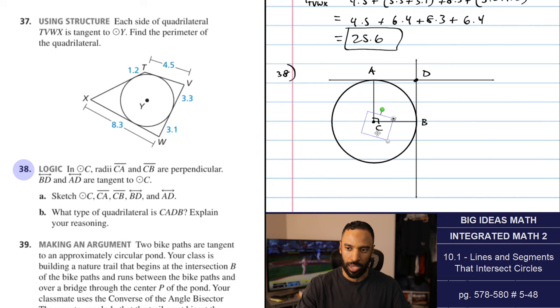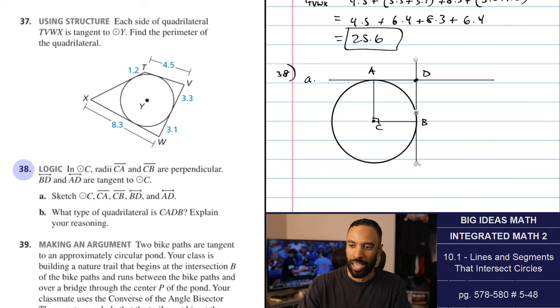Okay, what do they want? Sketch it. Oh, I just did. Cool. I didn't even know that was what they wanted. So part A, sketch it. What are they asking us? What shape that makes? I bet that's going to be their question. Hold on. Those are right angles. We should know that. What type of quadrilateral is CADB?